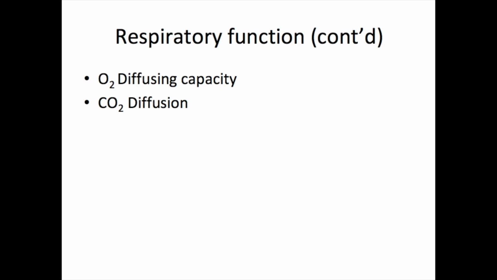The diffusing capacity of oxygen at term is about 1.2 milliliter of oxygen per minute per millimeter of mercury oxygen pressure difference across the membrane, and it compares favorably with that of the lungs of a newborn baby.